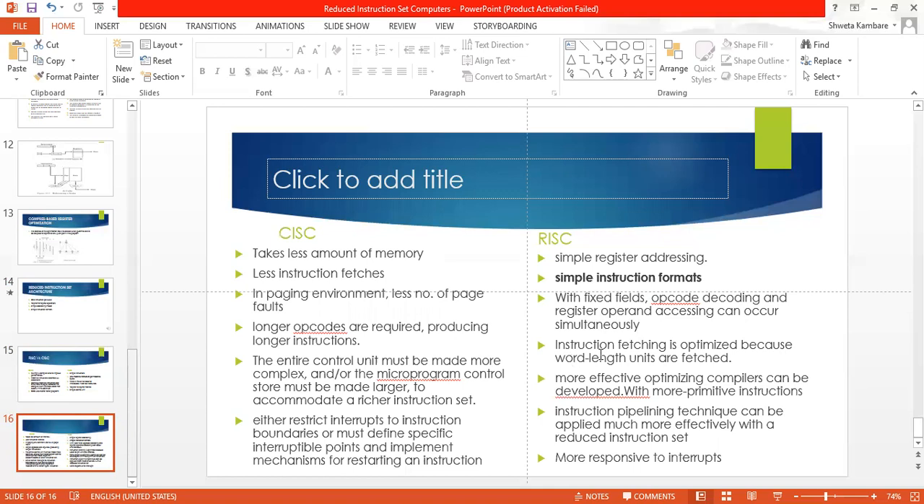Instruction fetching is optimized because word length units are fetched. That means one word will be fetched. In case of RISC, one word will be fetched from your memory into your processor. In most cases, the word length will be equal to the instruction length, and in one fetch only you can get the whole instruction. Next point is more effective optimizing compilers can be developed with more primitive instructions.